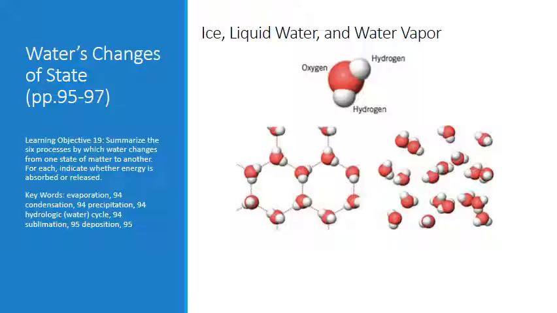As we said in the last presentation, water is the only substance that naturally exists on Earth as a solid, a liquid, and a gas. Because all forms of water are composed of hydrogen and oxygen atoms bonded together to form water molecules, the primary difference among water's 3 phases is how those molecules are arranged.